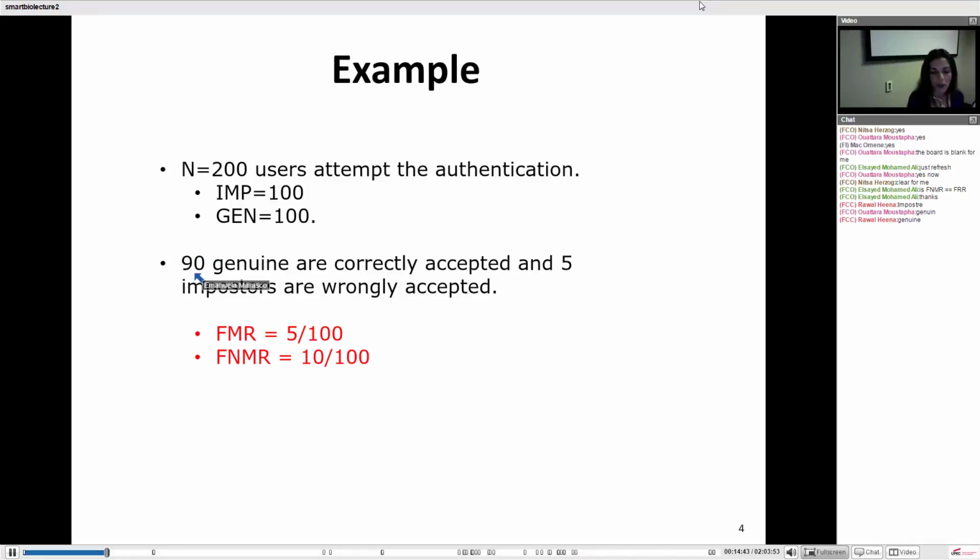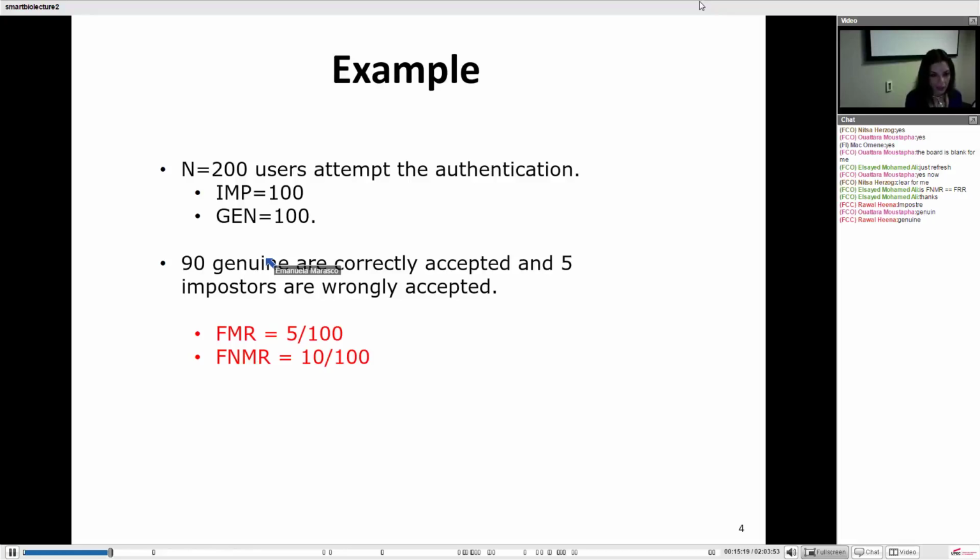And then we have here, for example, so you are welcome to change this number and practice to evaluate the system with different numbers. And then we have 90 genuine are correctly accepted. So among 100, 90 genuine are correctly accepted. So what does it mean? That if we have a total of 100 genuine, 90 are correctly accepted. So this is the accuracy, right?